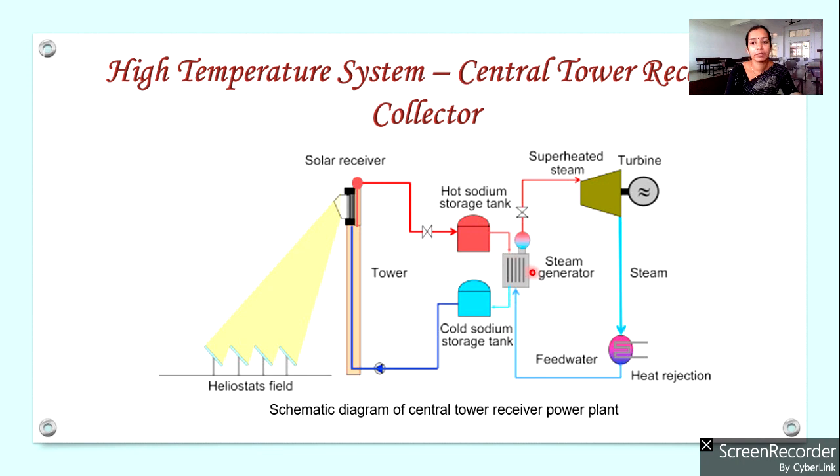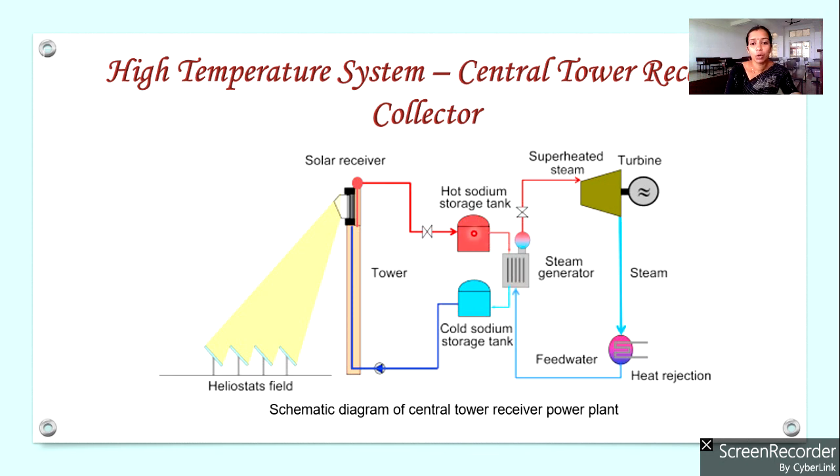Then water will be converted to steam, and that superheated steam will be given to a turbine. It will drive the steam turbine, which is coupled to a generator. The generator generates electrical energy, and the steam after driving the turbine is fed to a condenser for cooling. So steam will be converted back to water, and this water is then again circulated to the heat exchanger.